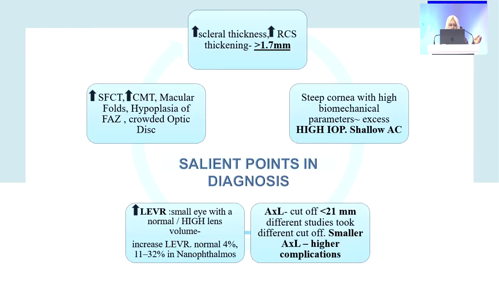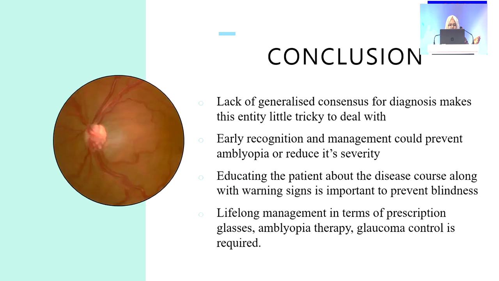So salient points in diagnosis of such condition is that these patients will have steep cornea, shorter axial length, and the smaller the axial length, the higher the complications. They have high lens to eye volume ratio. Normally it is 4%, and in nanophthalmos it is around 11 to 32%. Increased SFCT, increased CMT, macular folds, hypoplasia of foveal avascular zone, and increased scleral thickness, which can be seen on ultrasound B scan with RCS technique of more than 1.7 mm.